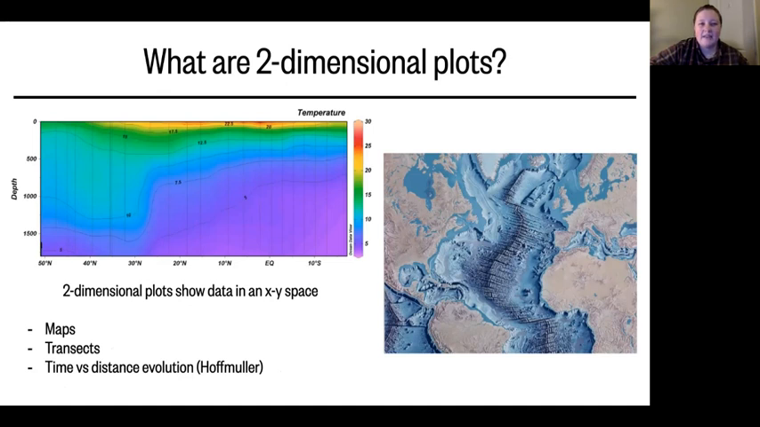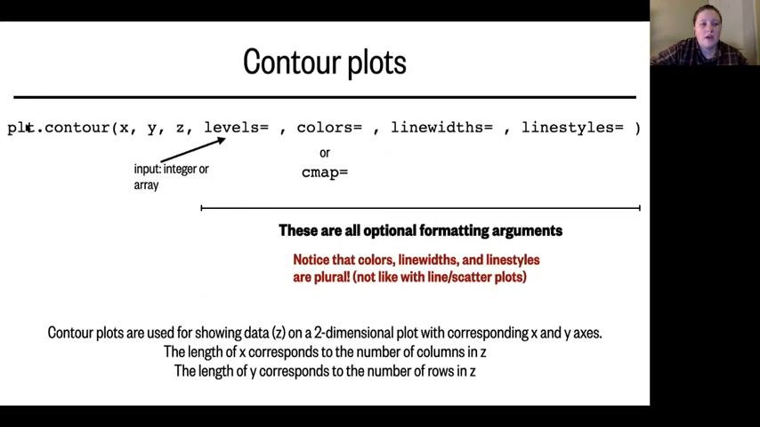But how do we get these things in Python? Well, we can start with a contour plot. So here we have plt.contour, and then our x coordinate, our y coordinate, and then our z, which is just the thing that's being plotted in those frames. And then we have all these optional formatting. So we can tell it the number of levels we want, which is just the number of lines that are being drawn. We can give it the colors or a color map.